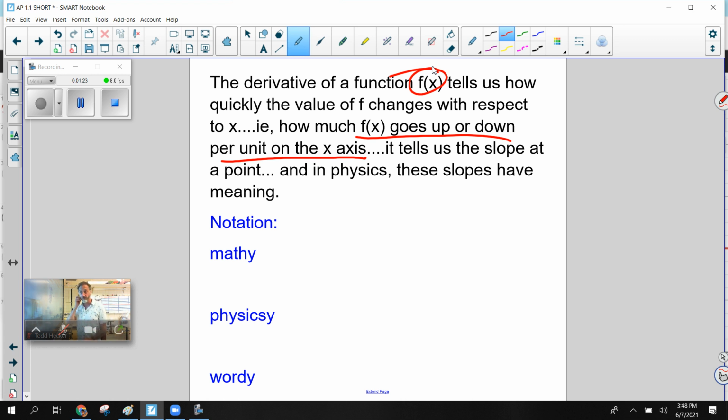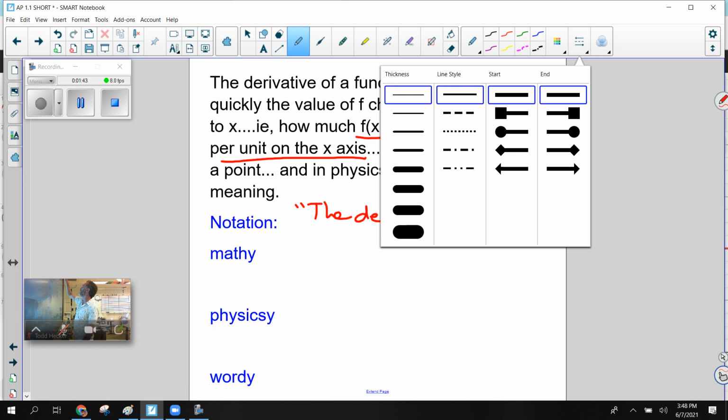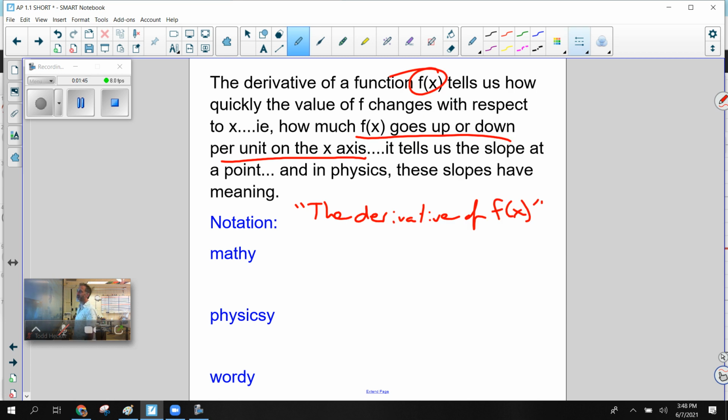And in physics, these slopes have meaning, and so that's why we need to learn about this. All right, so let's talk notation. So suppose we wanted to find the derivative of f of x. Well, that's a lot to write out. So maybe you don't want to write those words out every single time.